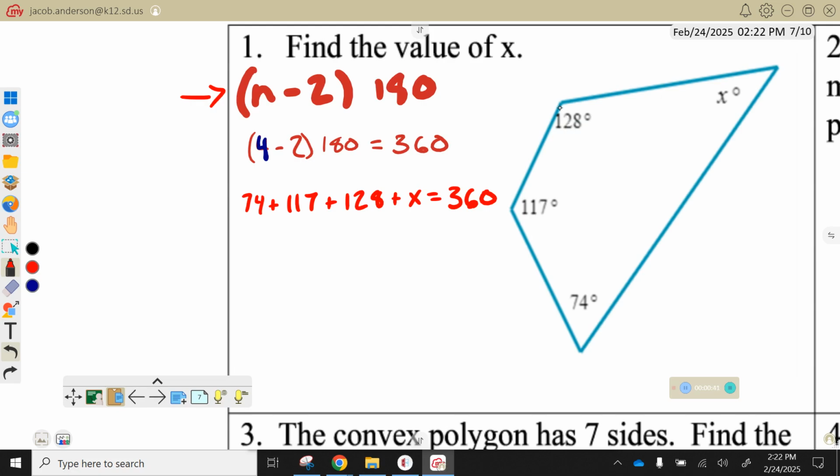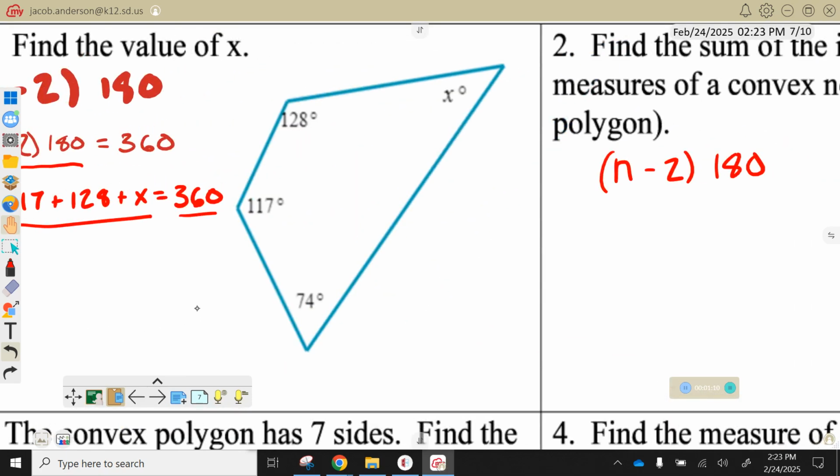Since this polygon has 4 sides, 1, 2, 3, 4, we can just plug in a 4 for n. So 4 minus 2 times 180. That equals 360. And at this point, hopefully we've got that memorized for just a 4-sided shape anyway, that its interior angles add up to 360 degrees. Then I just took all of those angles in there, including x, and put them into an equation, set it equal to 360, and at that point you can solve for x, and then you're done with the question.